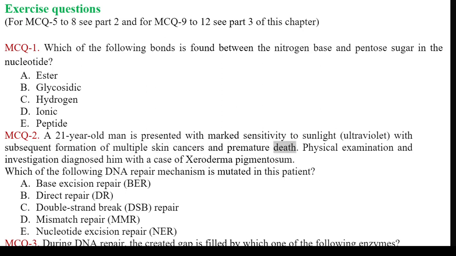MCQ 2. A 21-year-old man presents with marked sensitivity to sunlight, ultraviolet, with subsequent formation of multiple skin cancers and premature death. Physical examination and investigation diagnosed him with a case of xeroderma pigmentosum. Which of the following DNA repair mechanisms is mutated in this patient? Base excision repair, BER. Direct repair, DR. Double strand break, DSB, repair. Mismatch repair, MMR. Nucleotide excision repair, NER.